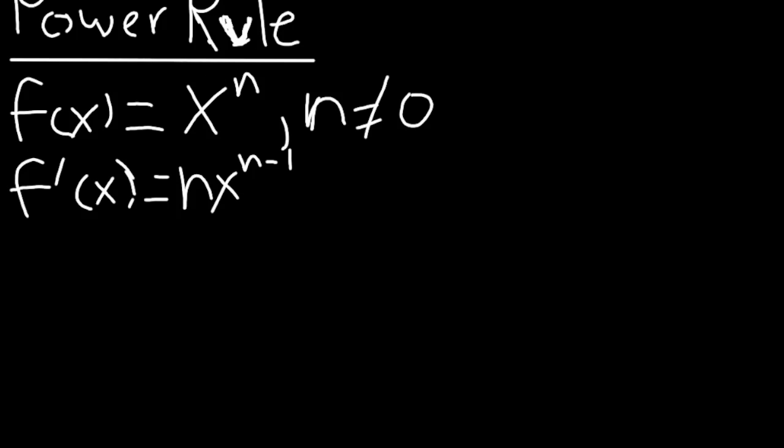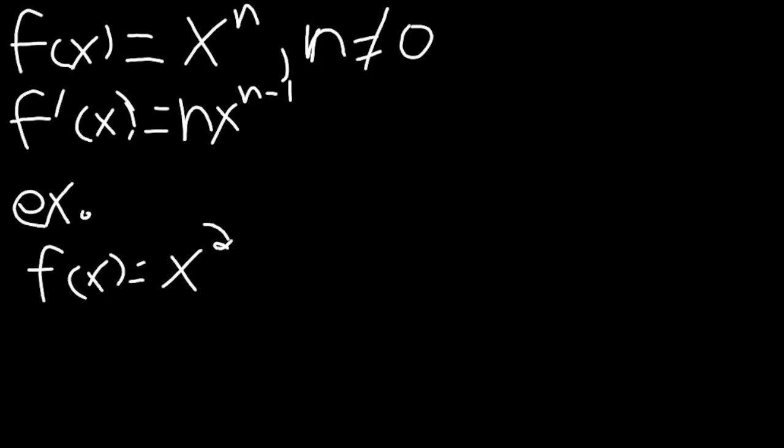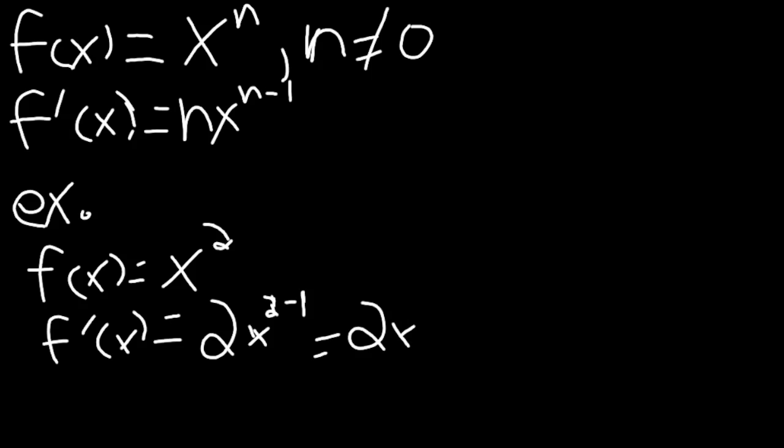So let's do an example. Let's say f of x is equal to x squared. f prime of x, according to the power rule, is going to be 2x to the 2 minus 1 power, which is just going to be 2x, because any number to the first power is just itself. Okay, so 2x.